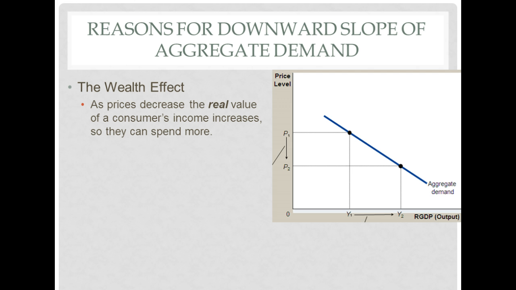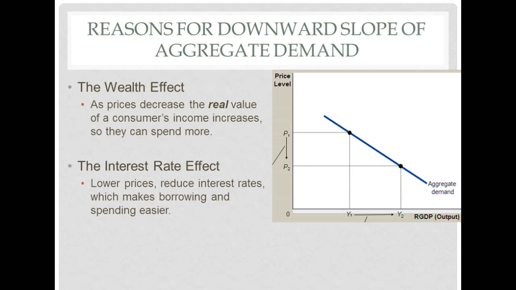The second one is what's called the interest rate effect. Now, I know at this point we don't know a lot about interest rates. I think in general, most people probably know that they have to do with money that you're charged for a loan. And with that alone, we should be able to make enough sense out of this. And what it says is this: lower prices reduce interest rates, which makes borrowing and spending easier. Exactly why lower prices reduce interest rates, we're not going to get into just yet.